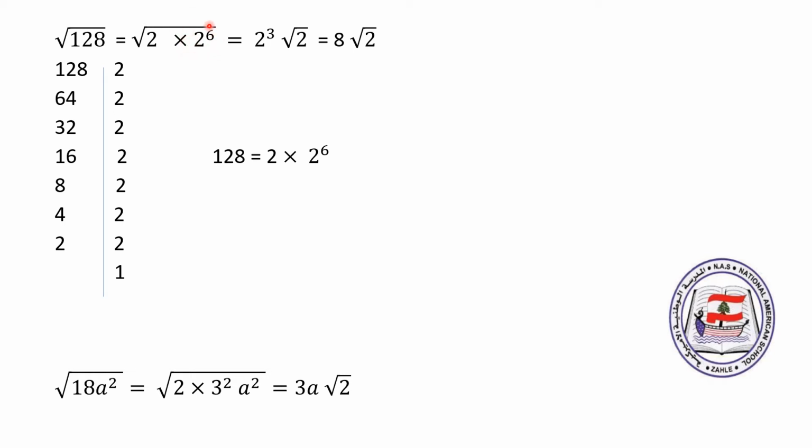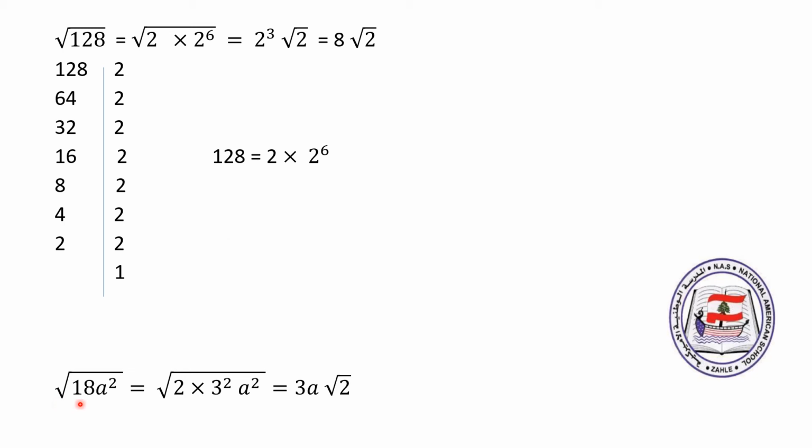Now we can split the radical over each factor. So it's radical 2 times radical 2 to the power 6. And the reduced answer of radical 2 to the power 6 gives 2 to the power 3, since any even power of a prime number inside the radical can reduce to its half. And we get finally 2 to the power 3 times radical 2, which gives 8 radical 2.